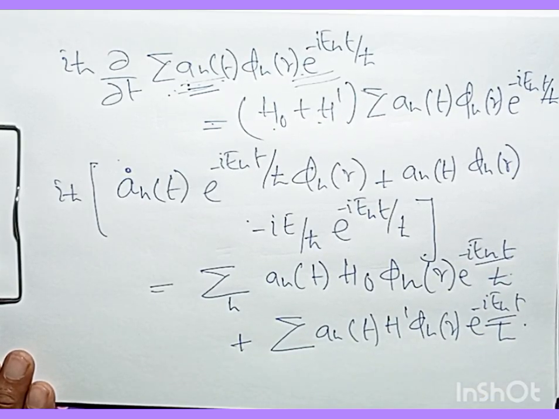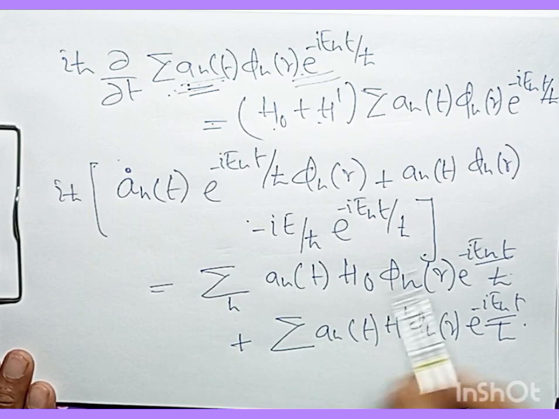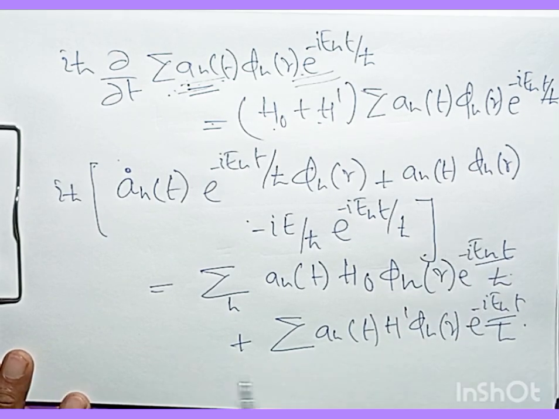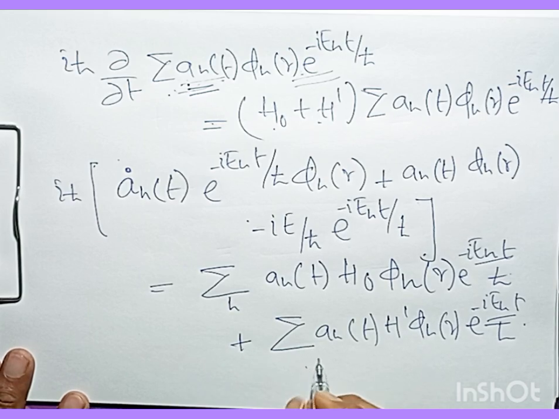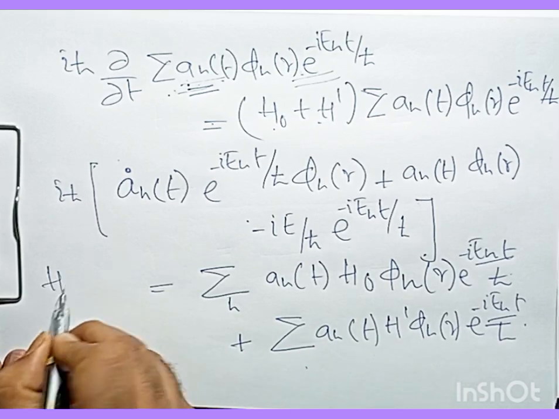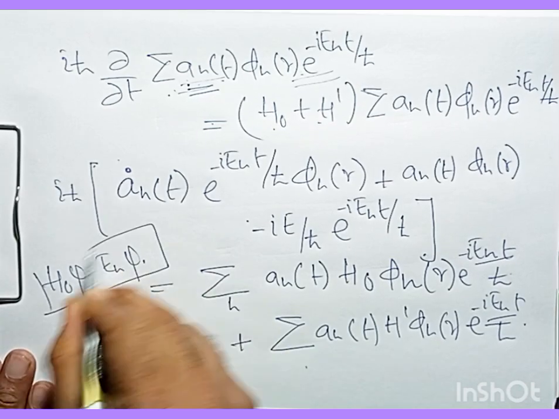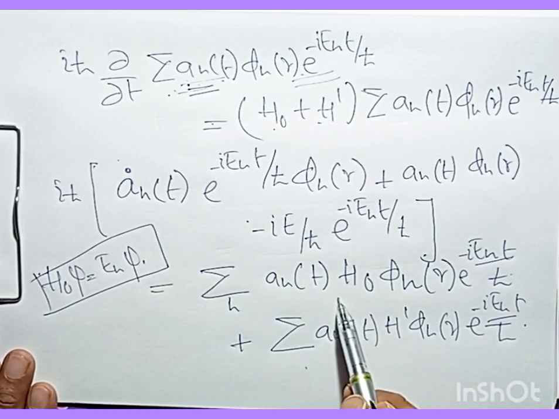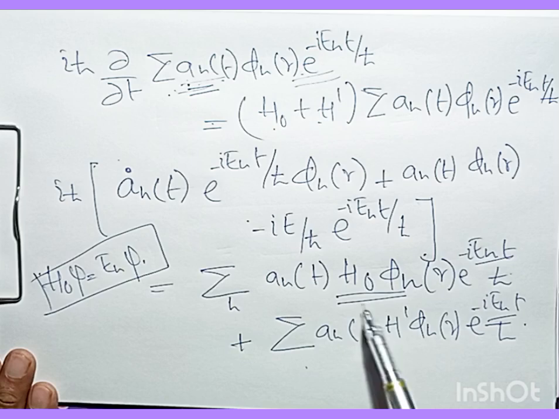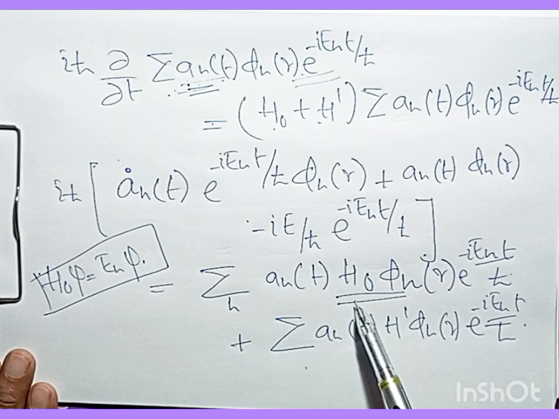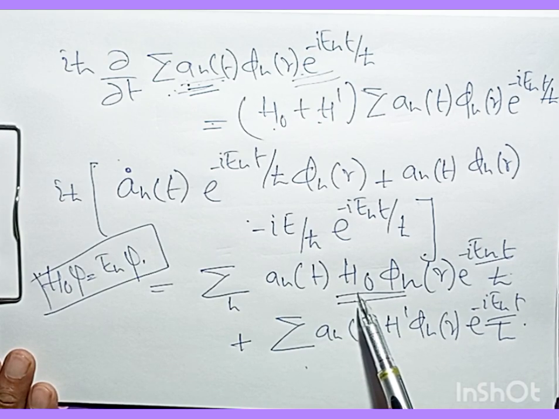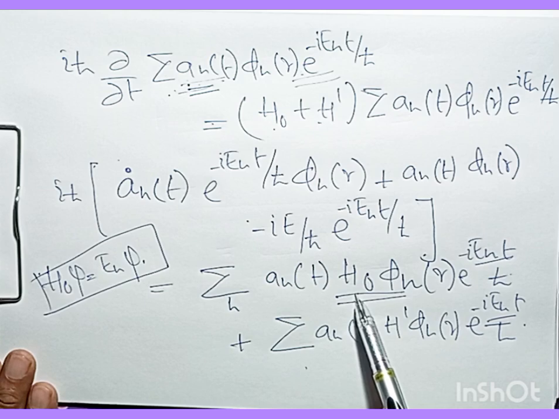Now, what we would like to see here is that we have a term for unperturbed. If I have to write down the Hamiltonian for unperturbed, what will that be? That will be H naught of psi is E n of psi. So that thing will be applicable here. So here I can write down E n instead of H naught.